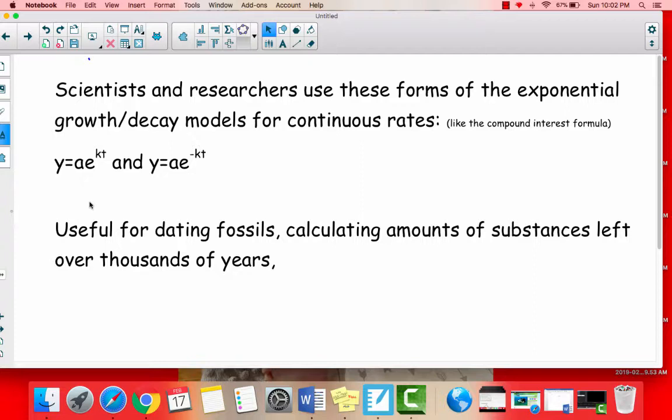You can use e to calculate population growth. So anytime, just make sure you look for that word continuous, and that probably means you're going to have e in your function. Okay, so if you have any questions about when you would use e, let me know. Make sure you know how to change from log form to exponential form, and that you know the difference between common logs and natural logs.